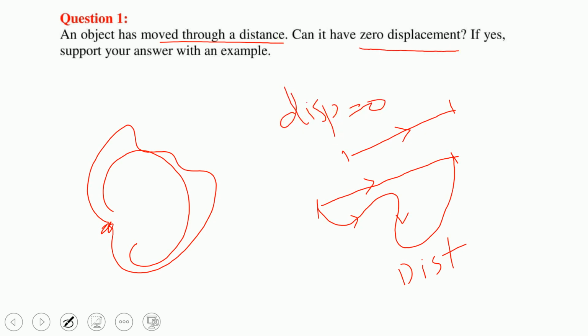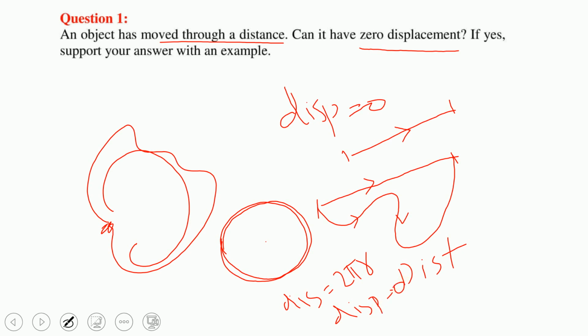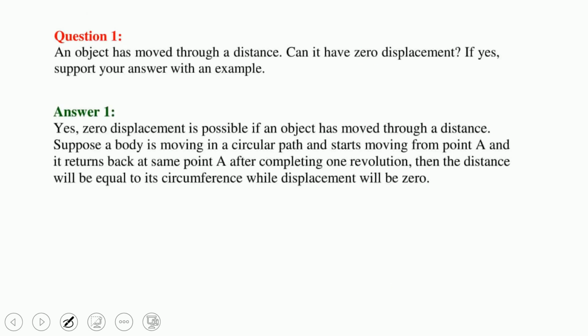The example you can see is that of a circle. You know that while completing one revolution, wherever it started, there only it will reach. So what is the distance here? We can say the distance is equal to 2 pi r. What is the displacement? We can say the displacement is equal to 0. Understand? So here is the answer: yes, zero displacement is possible.